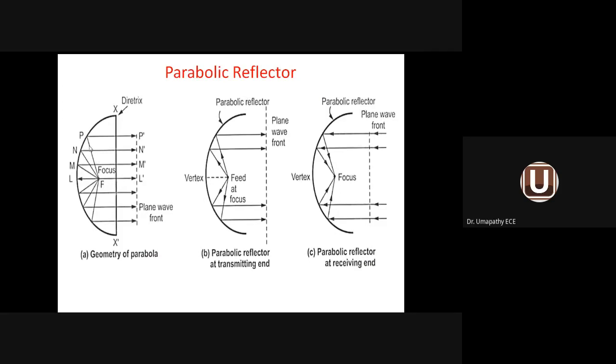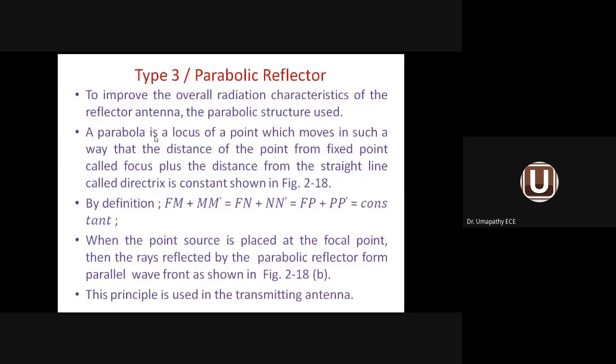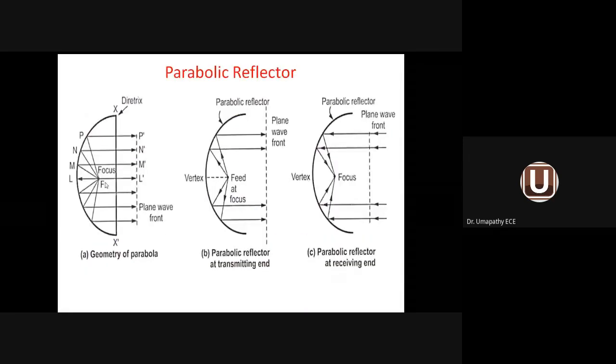For example, FP plus PP' equal to constant. That is the definition for a parabola. In the parabola definition, they have given the distance of the point from the fixed point, the fixed point being the focus, and the distance between this point and the straight line is found to be a constant. That is FP plus PP' equal to constant. Similarly, FN plus NN' equal to constant, and FM plus MM' equal to constant. So that is the definition for a parabola.